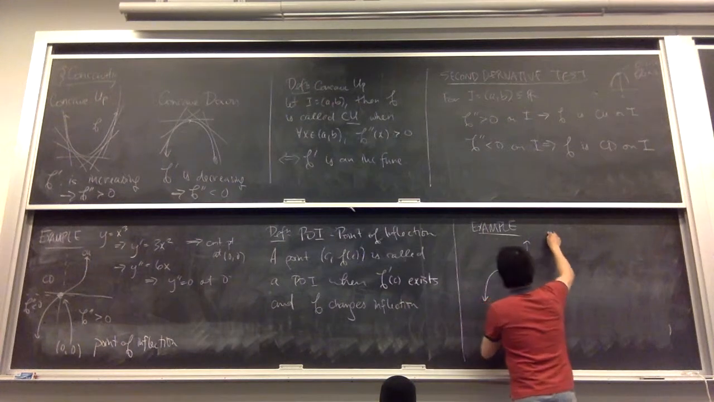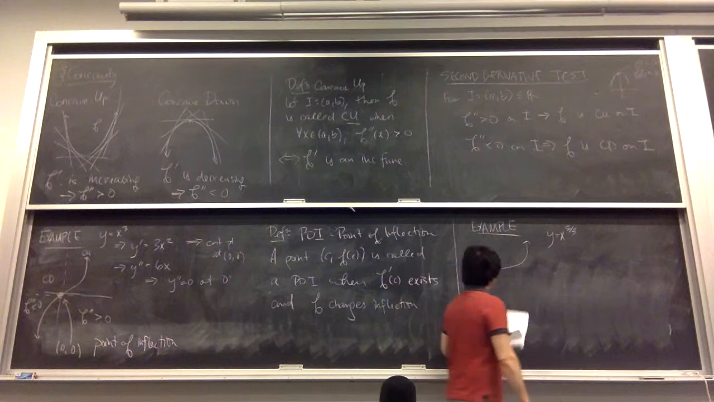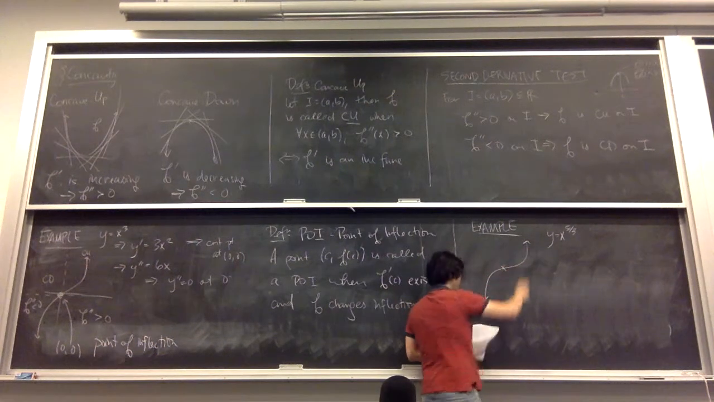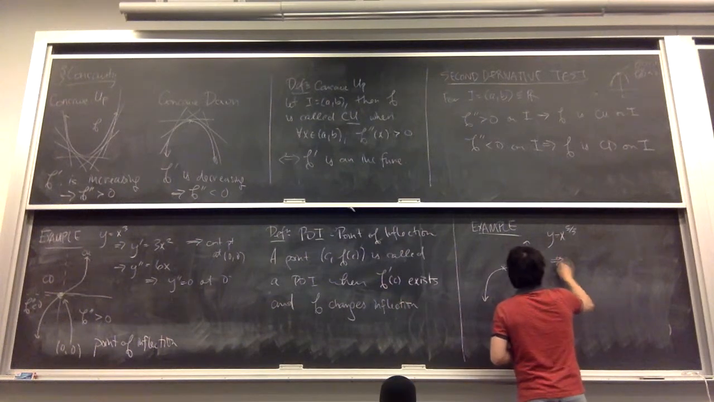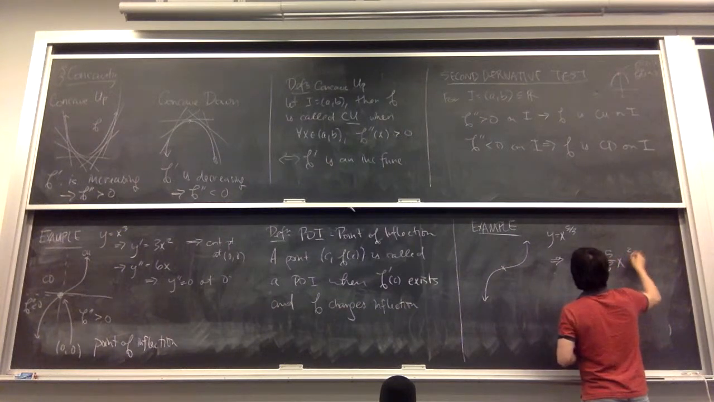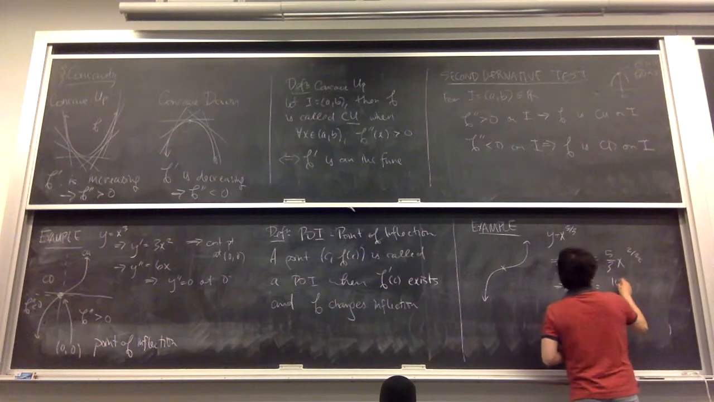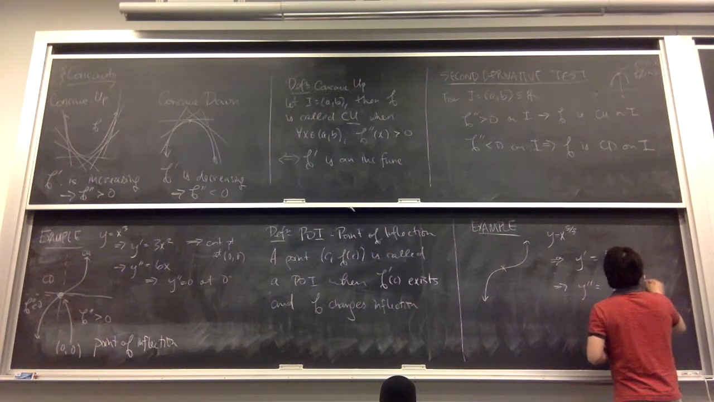Here's a function. This is y equals x to the 5/3. There's clearly a point of inflection here, right? The concavity is changing. So let's just confirm that the algebra works out the way we need it. This means that y prime is equal to 5/3 x to the 2/3. This means that y double prime is equal to 10/9 x to the minus 1/3.